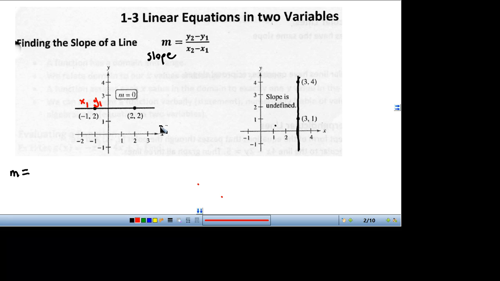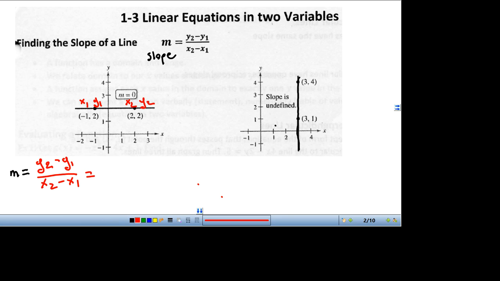y1, x2, y2. So I have, and I accidentally clicked the wrong color. Wow, I'm batting 1,000 today. So I have y2 minus y1 over x2 minus x1.